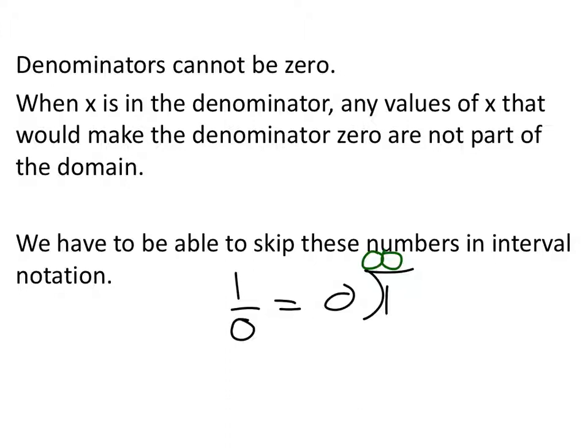So when x is in the denominator, any values of x that would make the denominator 0 are not part of the domain. We need to keep that in mind because once we get to polynomials, we're going to see this a lot and in various ways. So we have to be able to skip these numbers in interval notation, which is kind of the trick, even though some of you guys know how to do that, which is great.